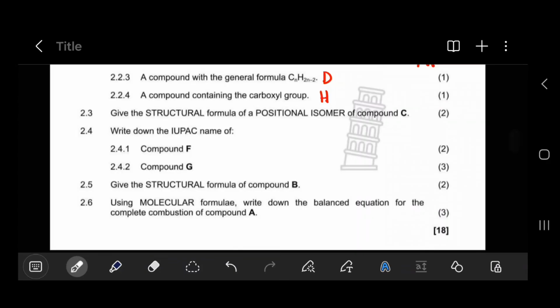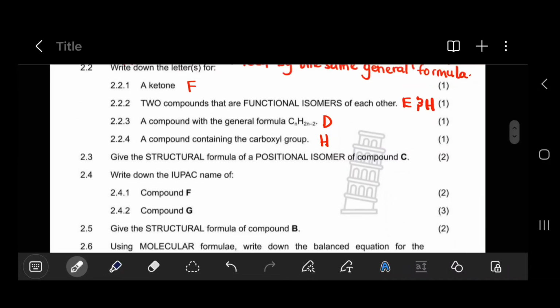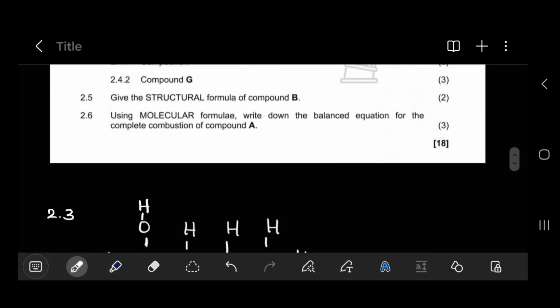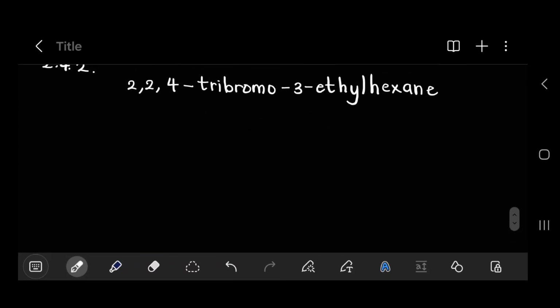Now for 2.5, we want the structural formula of compound B. We go up to compound B, it was pentanol, so that is an aldehyde. Aldehyde with 5 carbons because it's pent. So let's draw our 5 carbons.